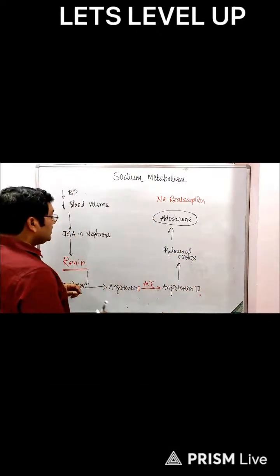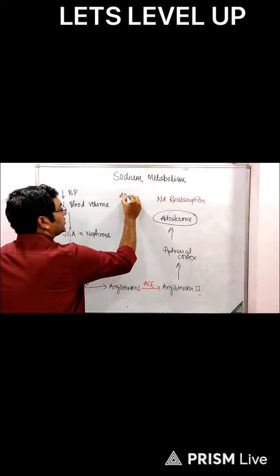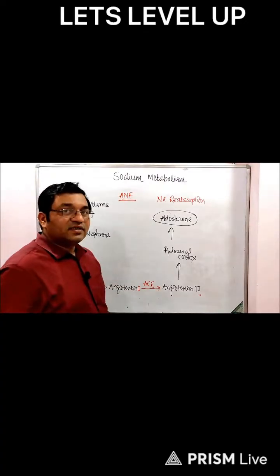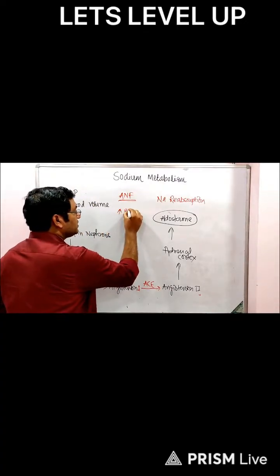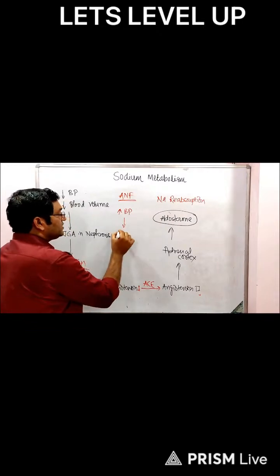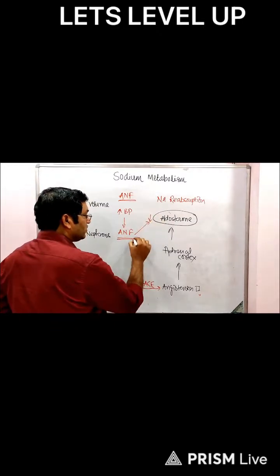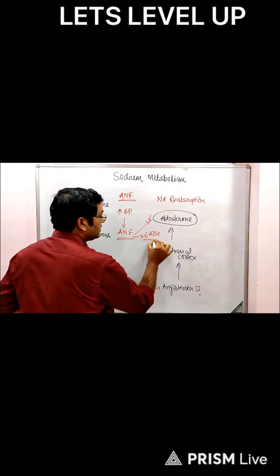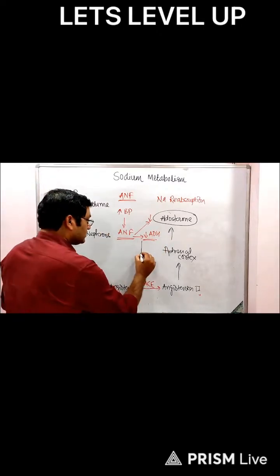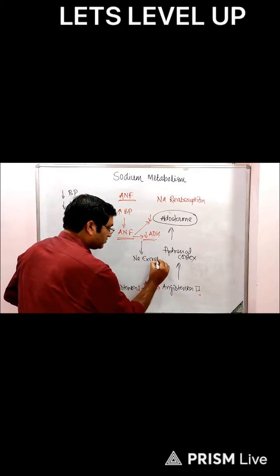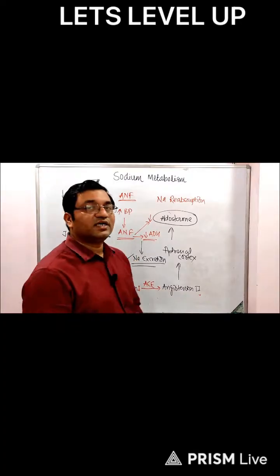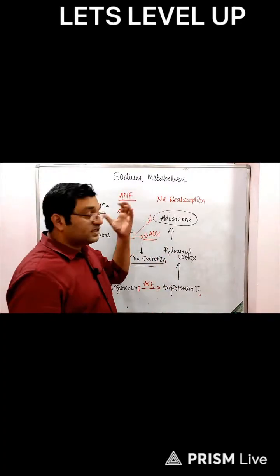Now what is the action of atrial natriuretic factor, ANF? Atrial natriuretic factor is a peptide secreted by the right atrium. Whenever there is an increase in the blood pressure or blood volume, there is stretching of the atrium and release of atrial natriuretic factor. So this causes a decrease in the aldosterone level and also a decrease in the ADH level, which causes sodium excretion. So this is how sodium level is regulated in our body via aldosterone and via atrial natriuretic factor.